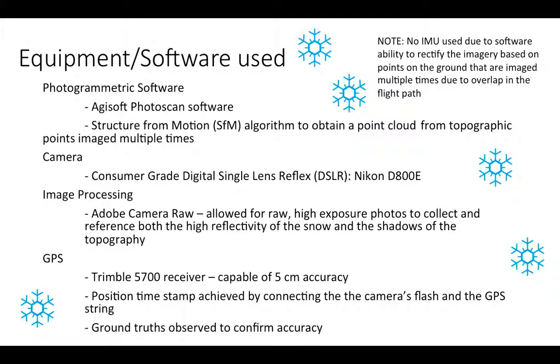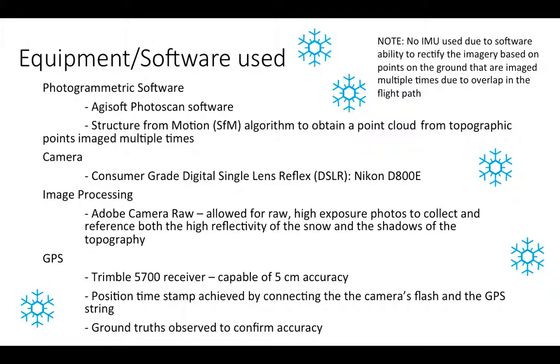So basically, like it says in the top right corner of the slide, it does not need an IMU, because the software has the ability to rectify the image based on points on the ground that have been imaged multiple times from different locations, because of the overlap in the flight path. So the software has the ability to create a point cloud based on those like locations.